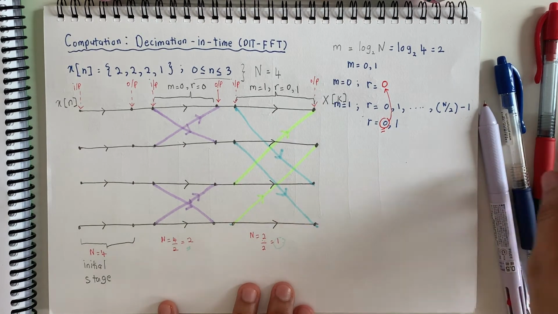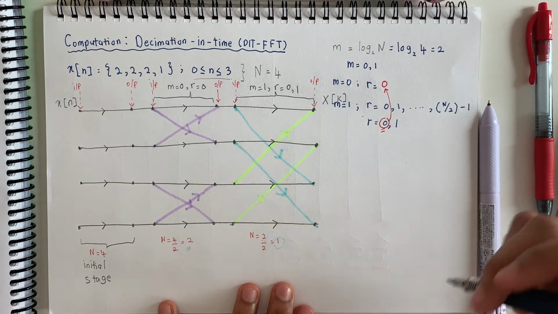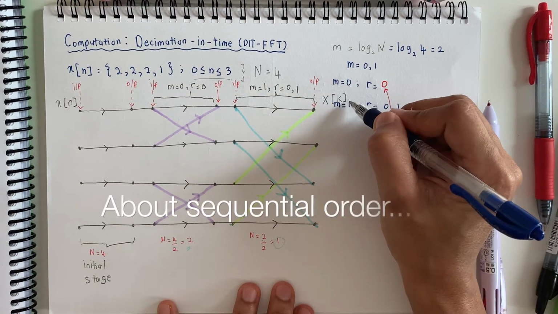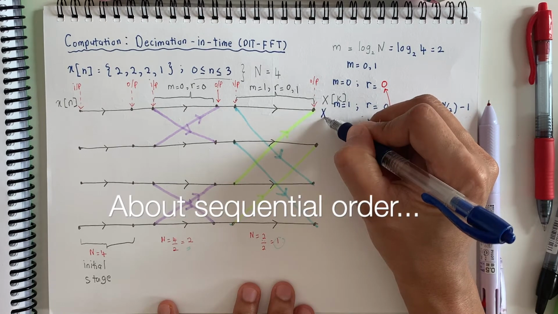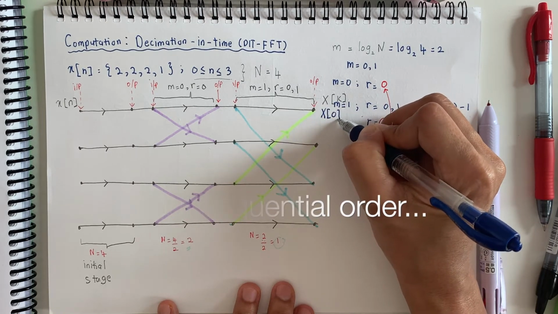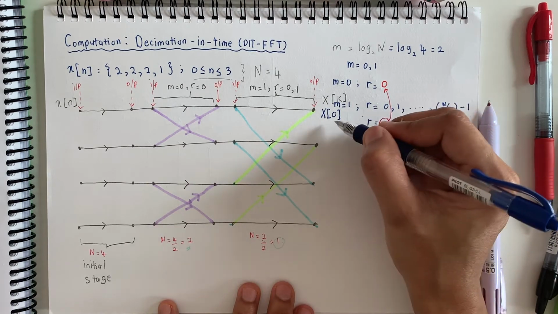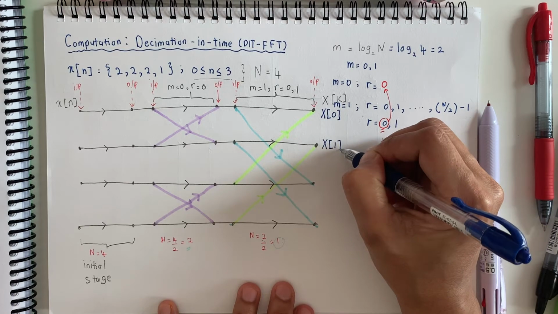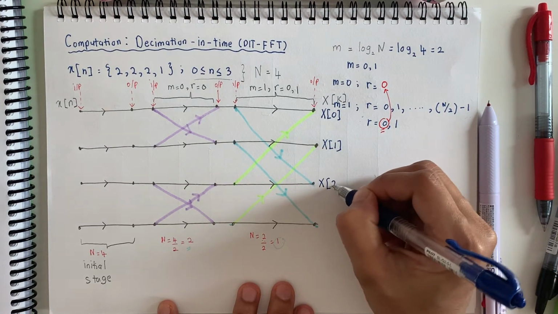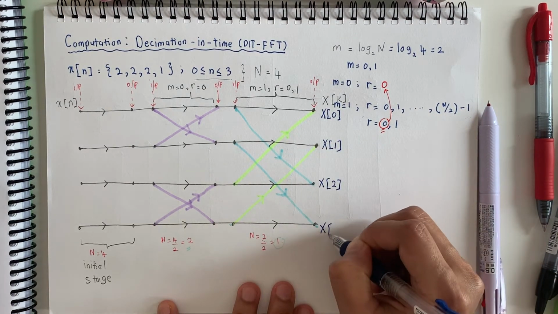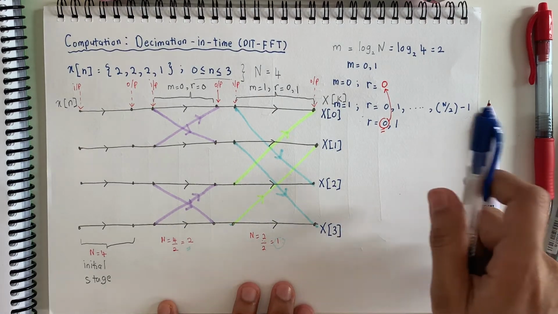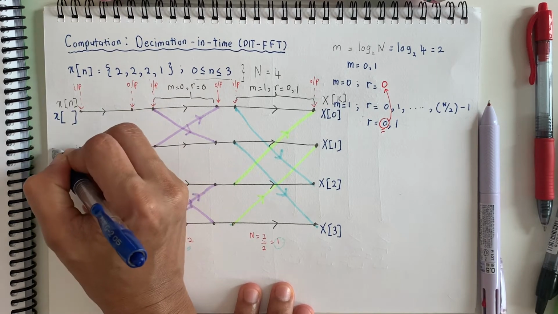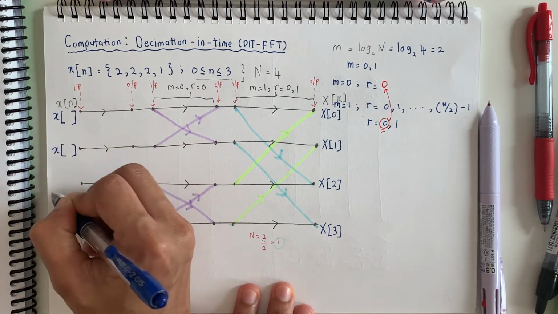Basically, from the theory, we know that for DIT FFT, the output, the Xk, will follow the sequential order. When I say sequential order, it is from 0 to 3. So we have X0, X1, X2, and X3. For you to get your Xn here, you have to do bit reversal.